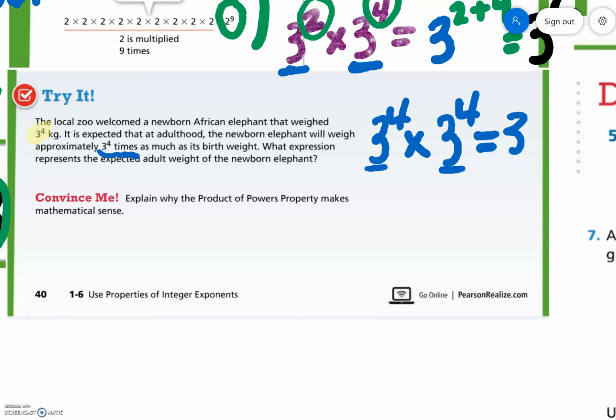What do we do with the exponents? Multiplying with the same base, what do we do with the exponents? Add. So that's 4 plus 4, which gives us 3 raised to what power? 8.